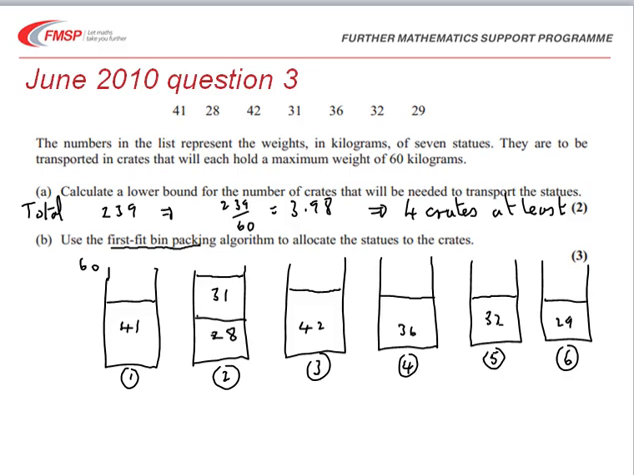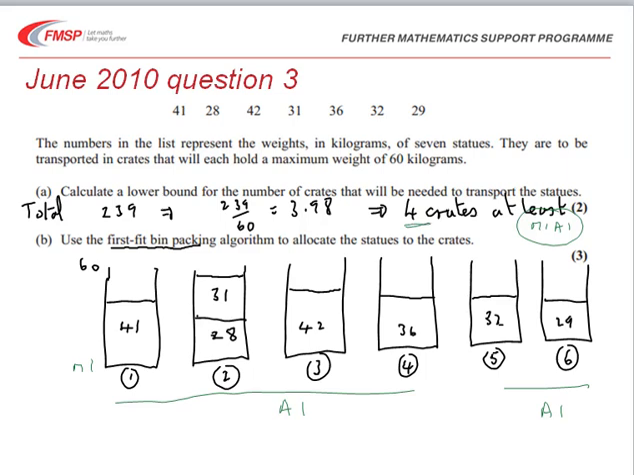So the marking for these two parts of the question, in the first part there was simply an M1 A1 mark, and in the second part there was M1, A1 for getting the first 4 bins correct, and then A1 for getting the total there. So we ended up with 6 bins in total, even though we were hoping that 4 might be possible.